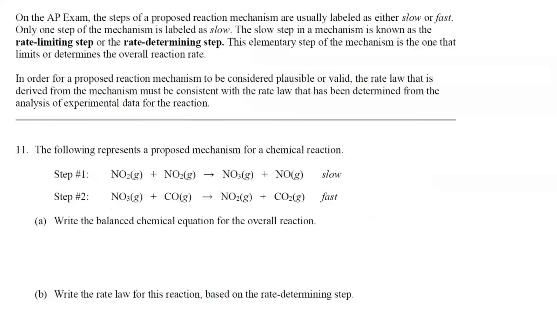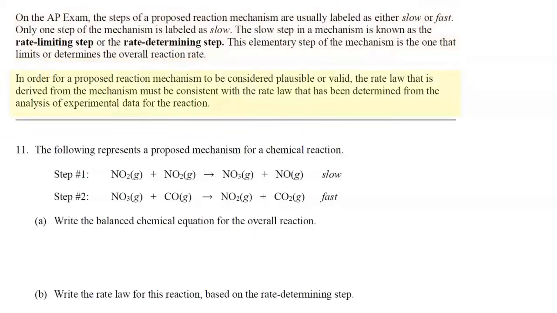All right, on the AP exam, the steps of a proposed reaction mechanism are usually labeled as either slow or fast. And the way it works is that only one step of the mechanism will be labeled as slow. So this slow step in the mechanism is known as the rate limiting step or the rate determining step. This elementary step of the mechanism is the one step that will limit or determine the overall reaction rate.